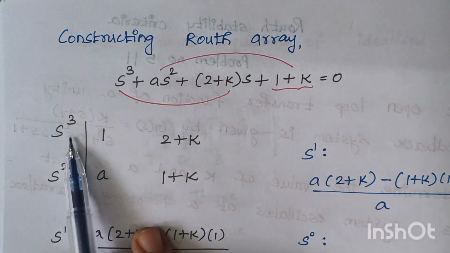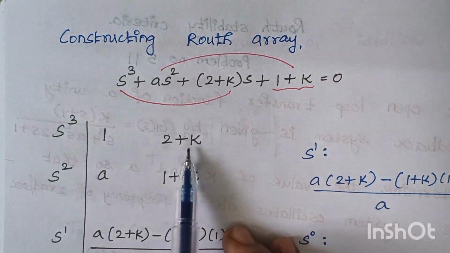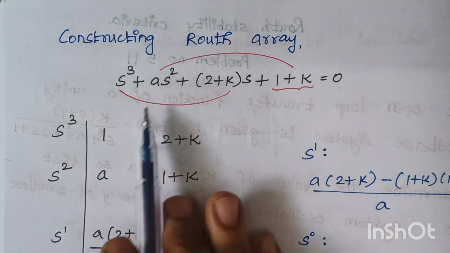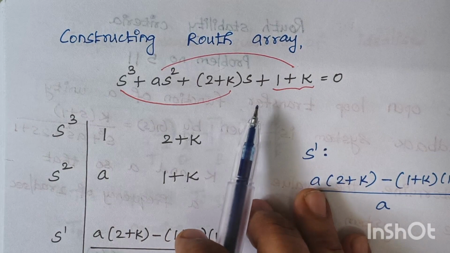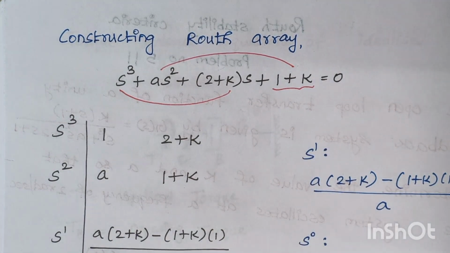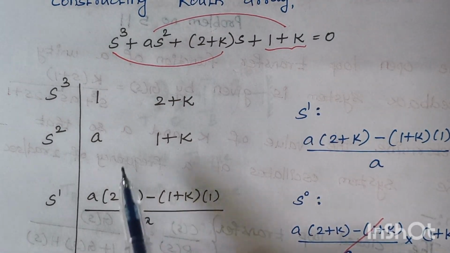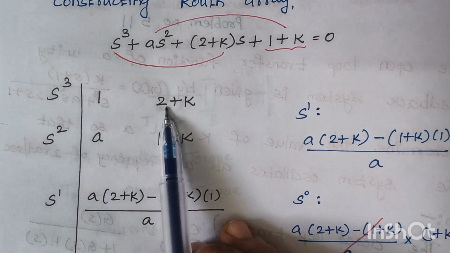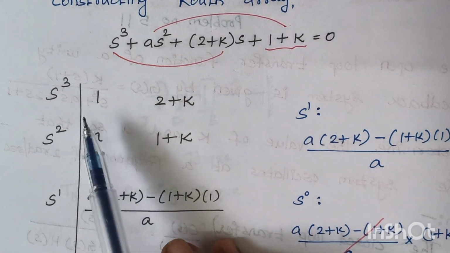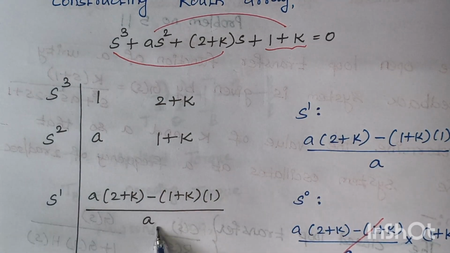Right. So coefficient of s cube is 1. Coefficient of s is 2 plus k. Coefficient of s square is a and coefficient finally of s to the power 0 is 1 plus k. Right. We have to find s to the power 1. So how to find s to the power 1? A into 2 plus k minus 1 plus k into 1 divided by this corner element a. You see I had written that one.